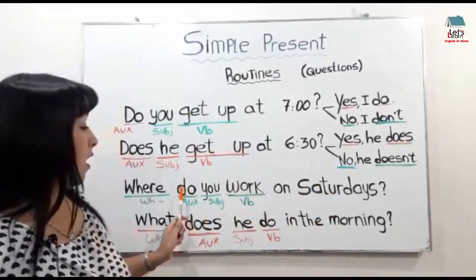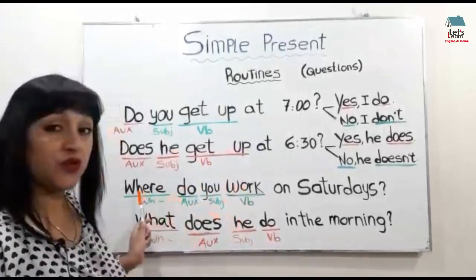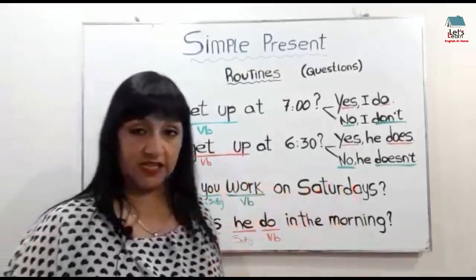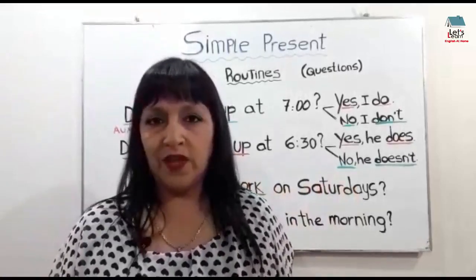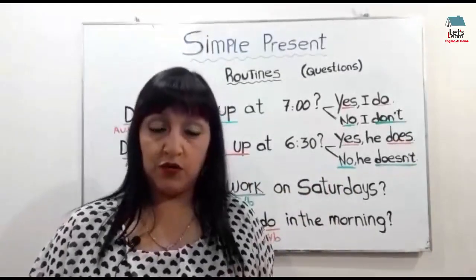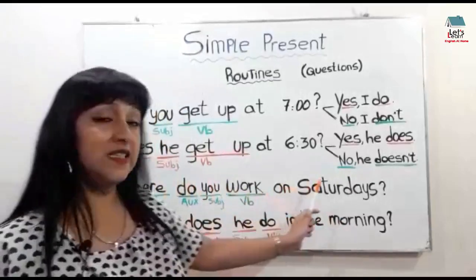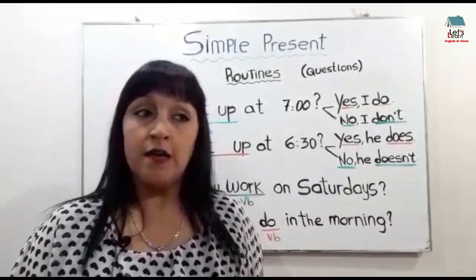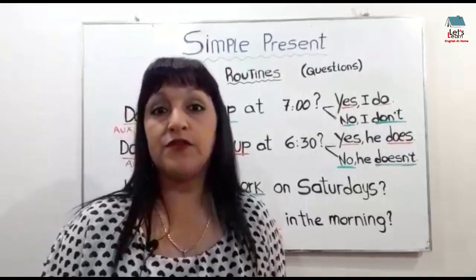Look at the order. Auxiliary, person, verb. What I added is the question word. Where? Where do you work on Saturdays? This is not a yes-no question now, so I need to answer with information. The question is, where? My answer will be an affirmative statement, most probably, answering with a place. Where do you work on Saturdays? You can, for example, say, on Saturdays, I work at the university. Okay, that is just an affirmative statement.